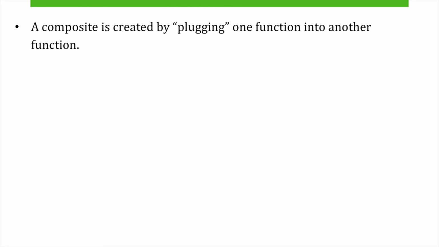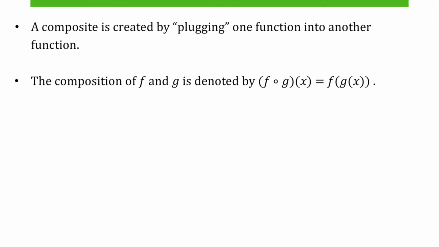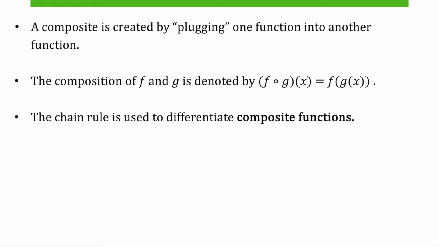Just to review, a composite is created by plugging one function into another function. The composite of f and g is denoted by f of g of x. And it's the chain rule that is used to differentiate composite functions. You ready to go?